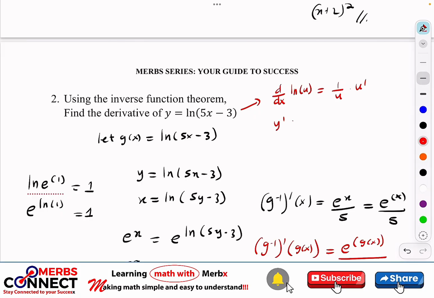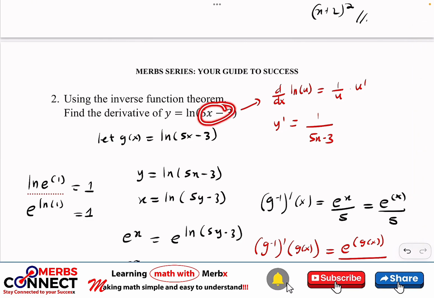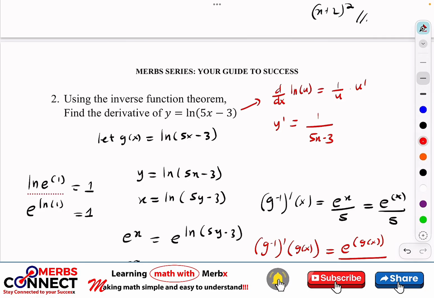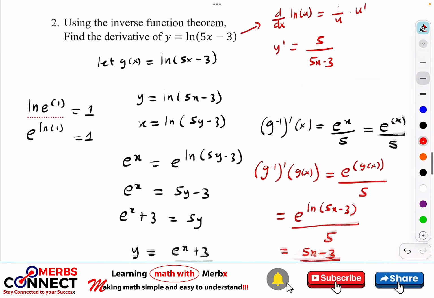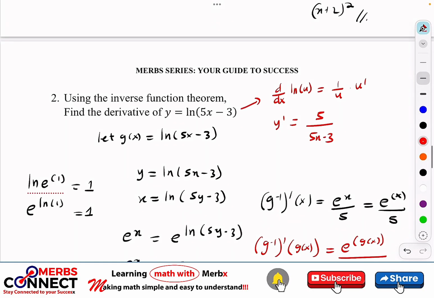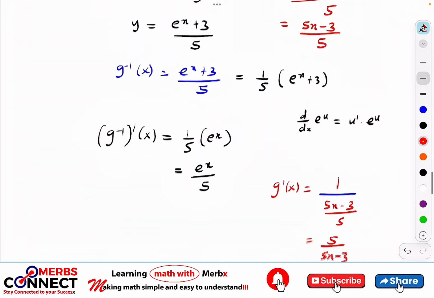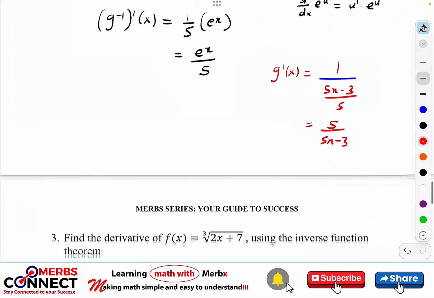Now, y prime will be equal to 1 over what is inside the parenthesis, which is 5x minus 3 here. Then I need to take the derivative of what is inside the parenthesis, which is going to give us times 5. So when I multiply it by 1, I get the 5 here, and this is the same as what we had here. So you see that this was just 2 lines to get it done, but we needed a whole lot to get this. So don't forget the strategy.